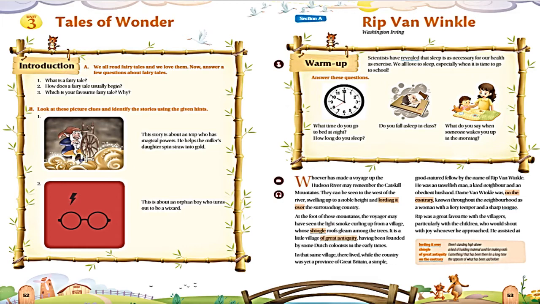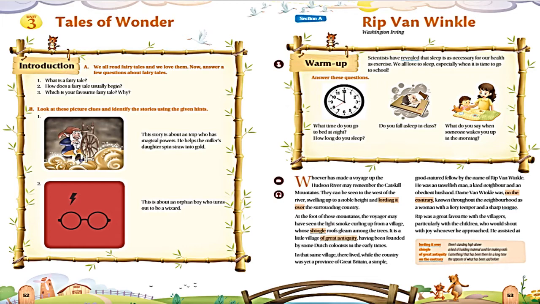Now, Dame Van Winkle is the name of the wife, and the writer says that, on the contrary, she was known throughout the neighborhood as a woman with a very fiery temper and a sharp tongue. So Rip Van Winkle was a good-natured, unselfish, and obedient husband. Yes, and a kind neighbor, while his wife, Dame Van Winkle, was a woman with a fiery temper and sharp tongue. So these are the characteristics of the two characters.